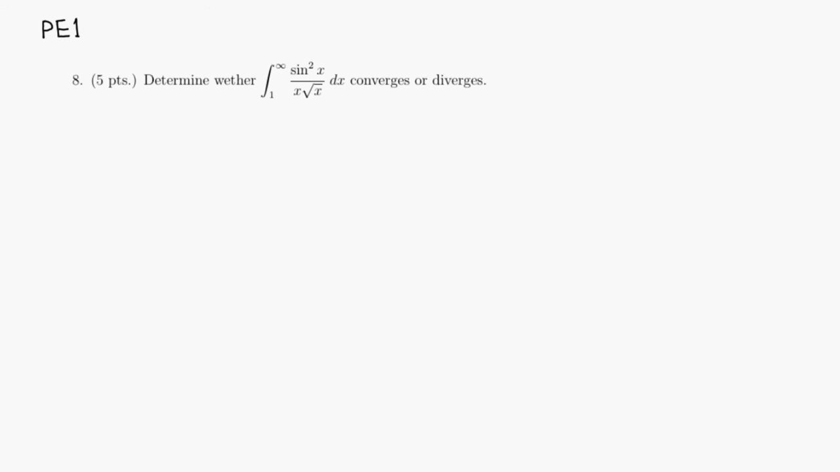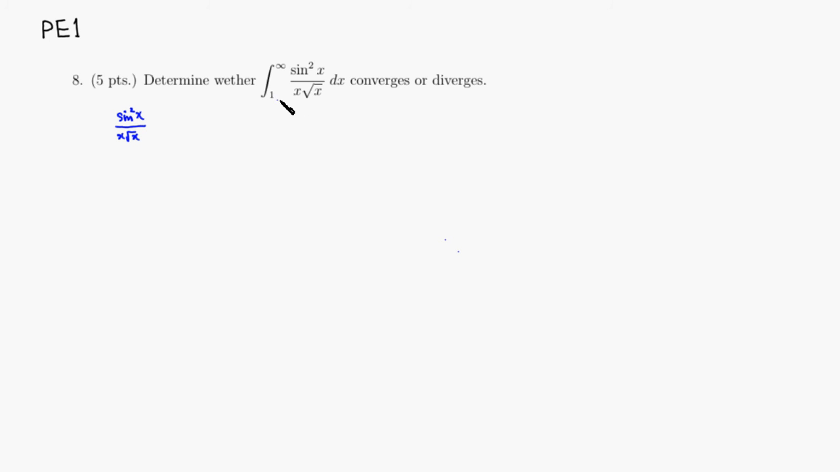Alright, let's look at practice exam 1, problem number 8. We want to determine if this improper integral converges or diverges. Let's look at this integrand here. You have sine squared of x over x times the square root of x.